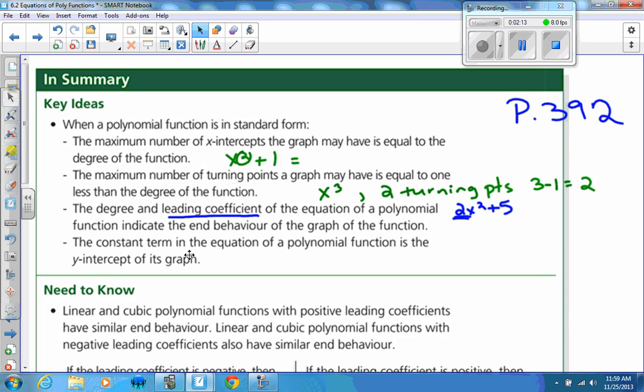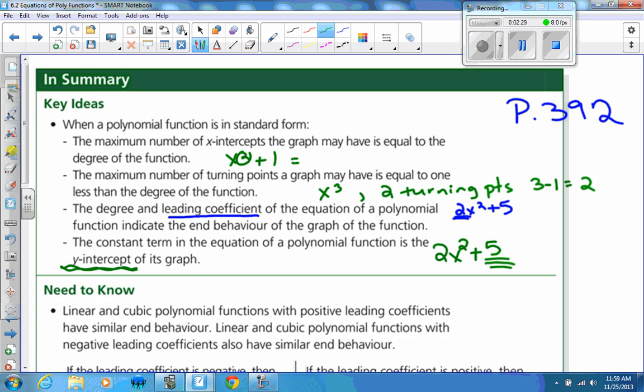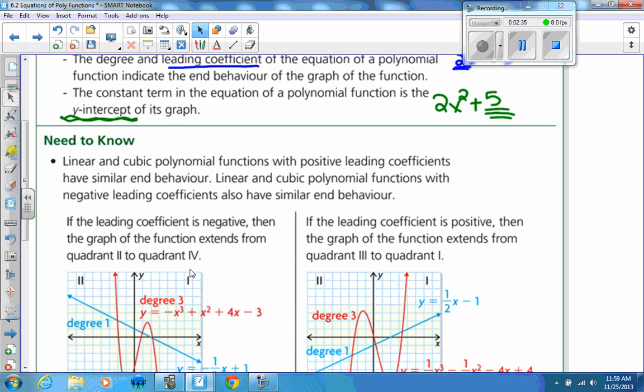And the constant term in the equation of a polynomial function is the y-intercept of a graph. So if I look at 2x squared plus 5 again, this 5 becomes my y-intercept. And we talked about that as well when we did sinusoidal function. So it's the same thing. Okay, so the need to know part.